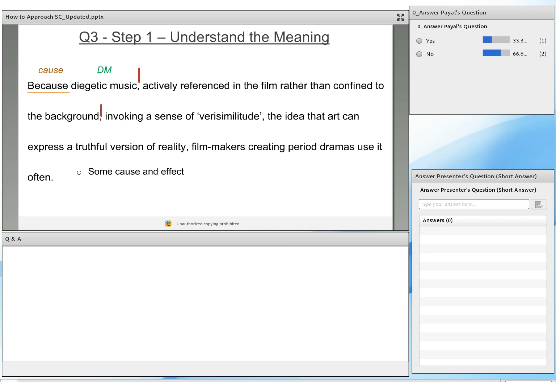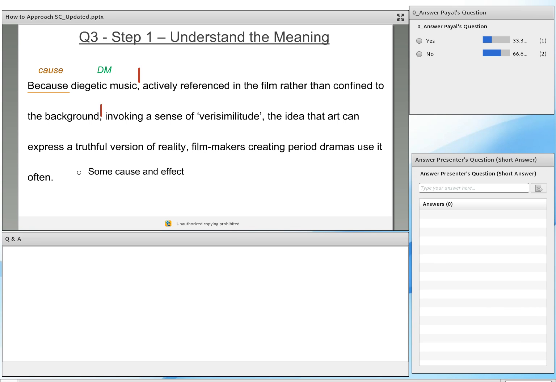Now, what is this part telling me? What is this part describing? Actively referenced in the film rather than confined to the background. It's describing, what is it describing? Yes, it's a modifier. It's describing diegetic music, DM, absolutely. And what is it saying? Actively referenced, so referenced in the film instead of simply being in the background. That's what this is saying, okay? So that's how diegetic music is used in the film.